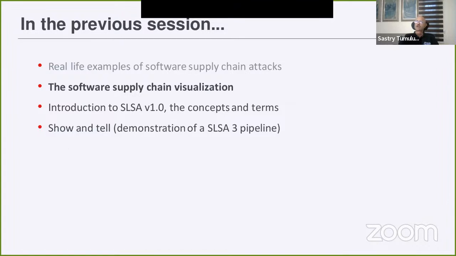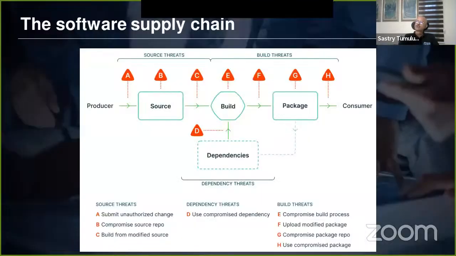Then we also talked about a visualization. We picked up graphics from the SLSA documentation itself. There is no need to reinvent the wheel. So we showed this document. We talked about the various stages, or if you want to even call them attack vectors, on the software supply chain, A through H. And at each of the stages, what kind of attack can happen has been annotated here.